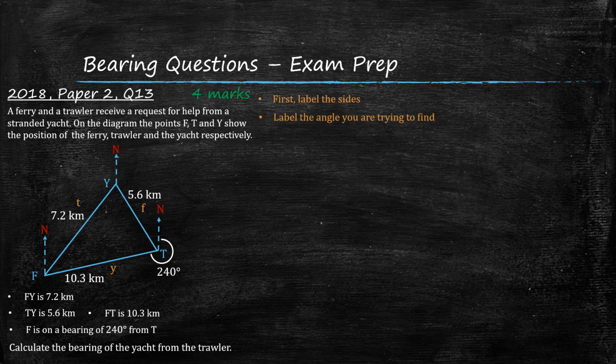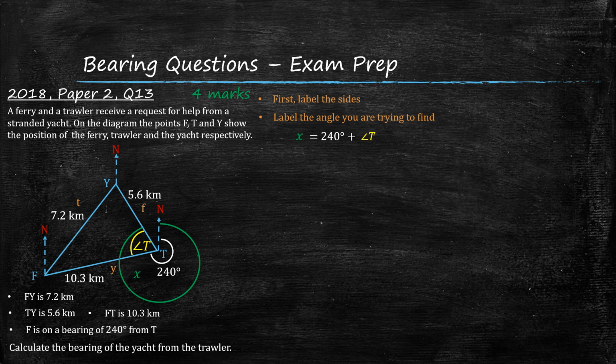Now we've been asked to calculate the bearing of the yacht from the trawler. Bearings are measured clockwise from the north line. So the angle we're looking for is shown in green. Let's call this angle X. Now looking at angle X, how can we work out the bearing of the yacht from the trawler? We can see that if we can find the angle within the triangle FTY, or angle T, we can add this to 240 degrees to find angle X.